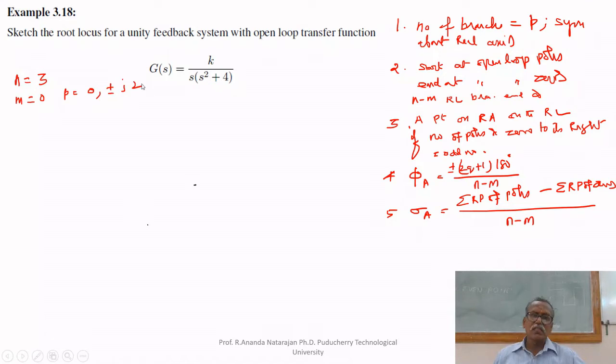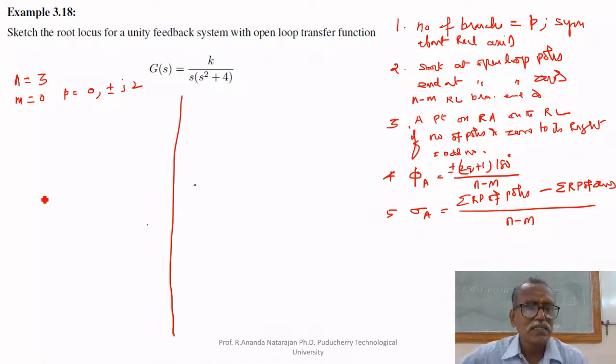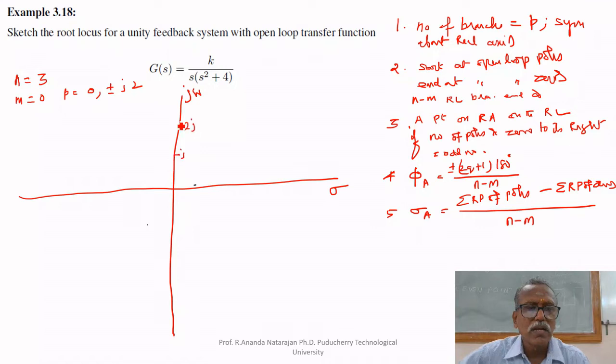Now we have to draw the root locus. Imaginary axis, real axis, sigma, j omega. What are the poles? One at j, 2j at 2j, minus j, minus 2j. Here one pole, another pole at the origin. Number of branches equal to N, number of poles, and it is symmetrical about real axis.